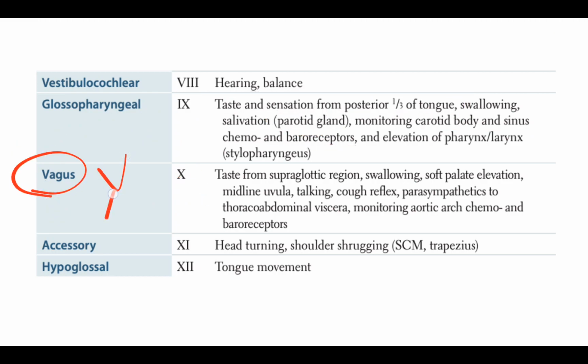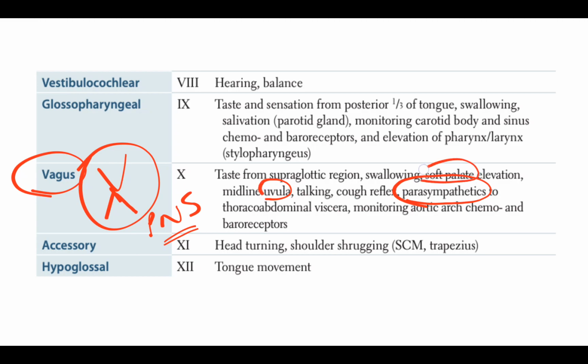Vagus, that is the 10th cranial nerve, is the main nerve in the parasympathetic nervous system. Okay, parasympathetic nervous system. So it also innervates the uvula or the soft palate. Okay, and it also maintains the aortic arch chemo and baroreceptors along with the glossopharyngeal nerve.